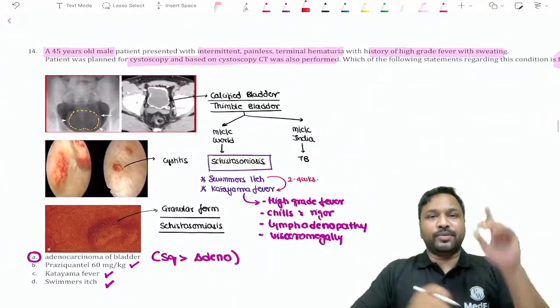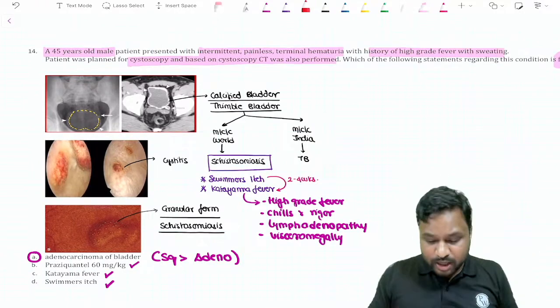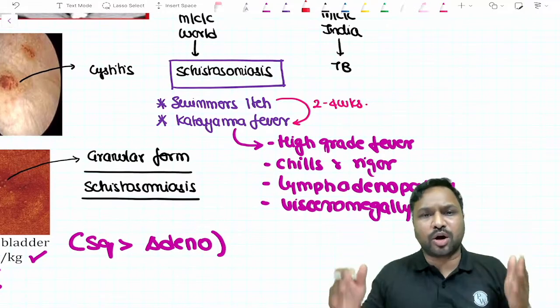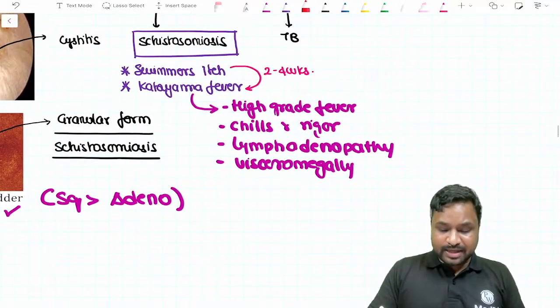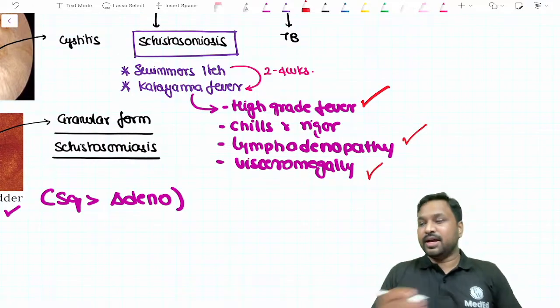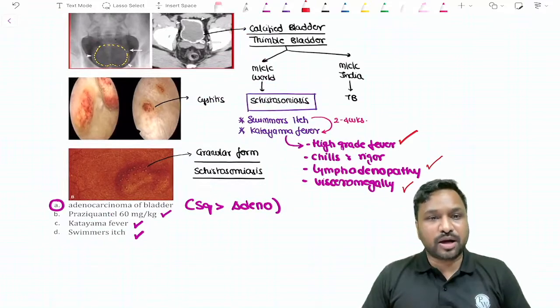Another important topic from the urology point of view is your schistosomiasis, which is a thimble bladder. Now, what are the two important things of schistosomiasis? Swimmer's itch and Katayama fever. You cannot afford to miss on it. Remember, the Katayama fever is associated with high-grade fever, with lymphadenopathy and visceromegaly. These are the important aspects that you need to pick across, right?